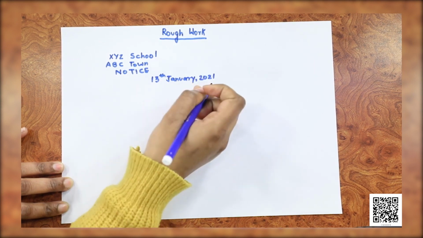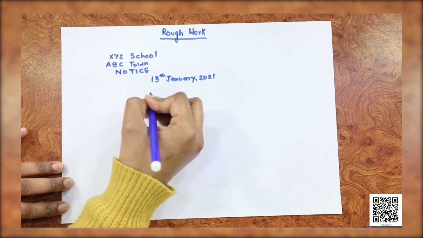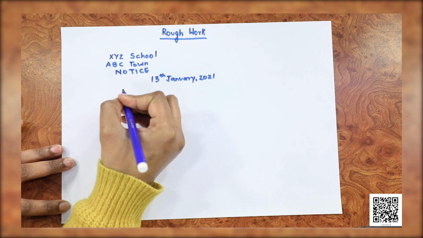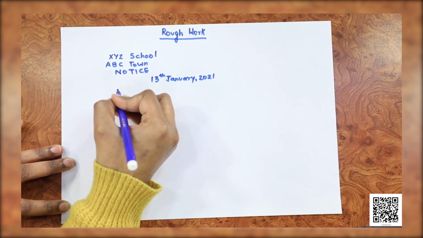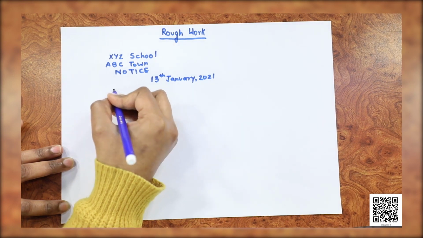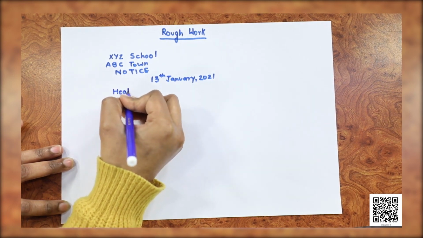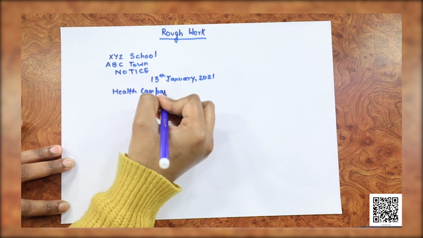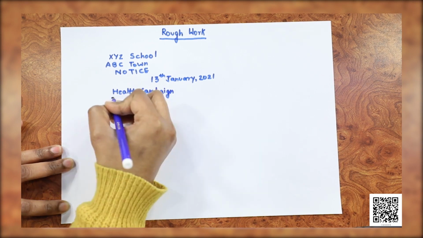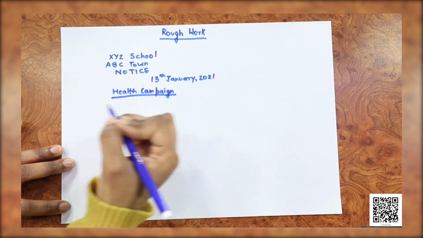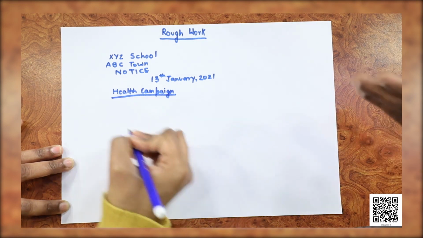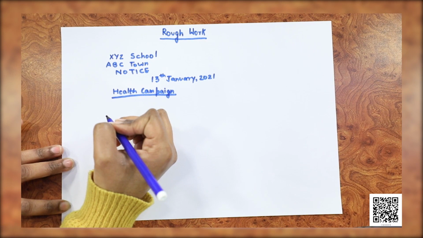The date when the notice is given out, and then the title or heading of the notice. Event heading. What is the event there? Organizing a health campaign. No need of organizing, only health campaign. Okay, sir. So I will write down health campaign, and I will underline this to highlight the title. Then I will write down the content. Write the content first, means the body of the notice.